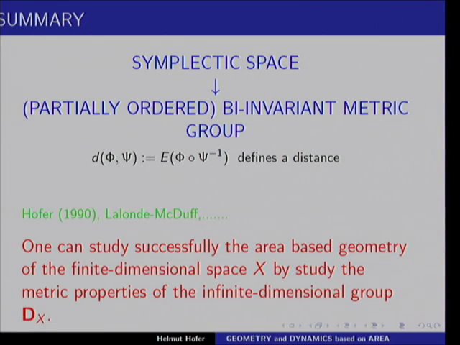So now, what have we achieved at this point? Well, we take a space with an additional structure, namely that we can talk about the area of loops, and we associate to this a partially ordered bi-invariant metric group. So what is this object here? This is an object where we can actually talk about distances. So we mapped a space with a geometry based on area to an infinite dimensional space with a geometry based on distance. And it turns out that a lot of these features are being preserved when you go over here.